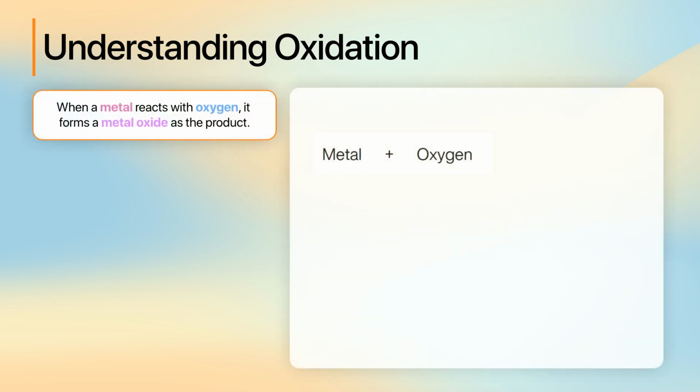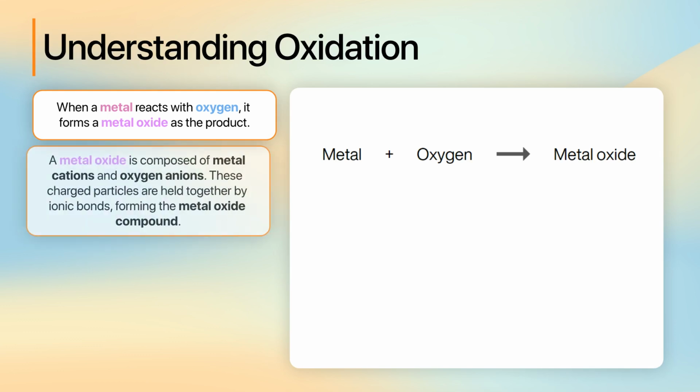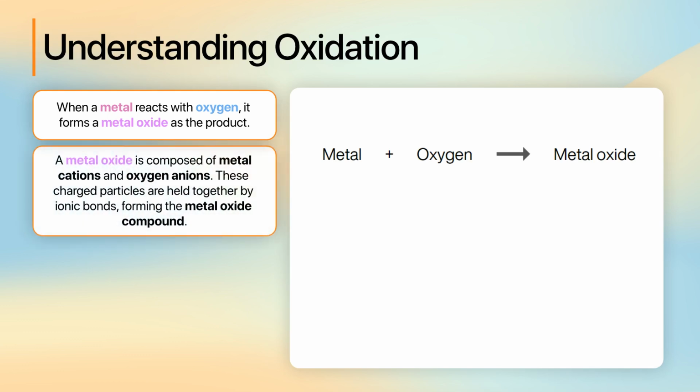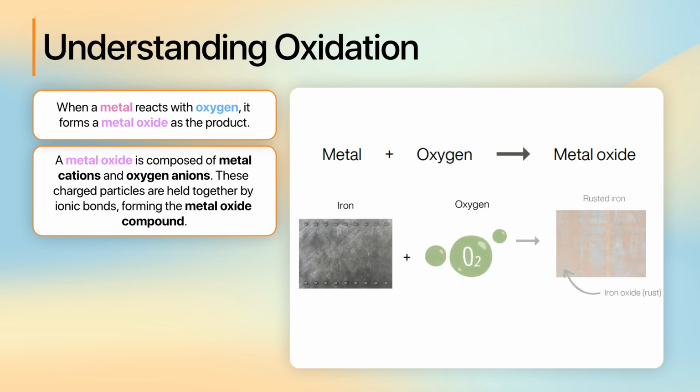When a metal reacts with oxygen, it forms a metal oxide as the product. A metal oxide is a compound that consists of metal atoms bonded to oxygen atoms. For instance, when iron reacts with oxygen, it forms iron oxide, which you might know as rust. This is a common example of a metal oxide that you may have seen in everyday life.